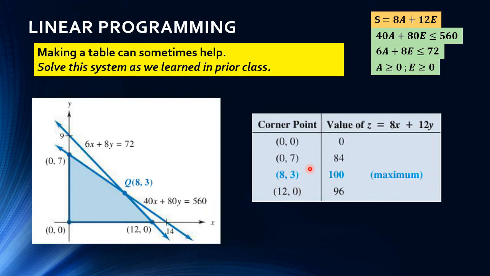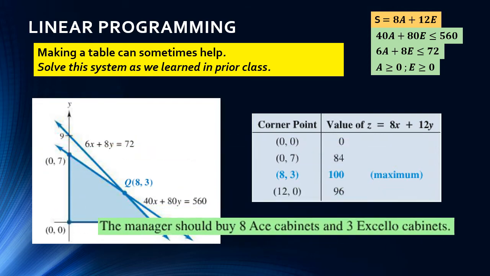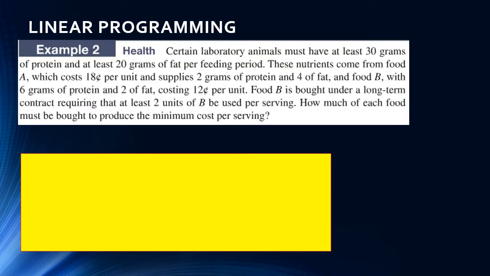Okay? It's important that you then interpret this, and this is why I use A and E instead of X and Y, because it helps me. Here, A is X and E is Y, so plugging in (8, 3) into this problem will get you the wrong answer. This is what you need to say, that the manager should buy 8 ACE cabinets and 3 Excello cabinets, because that's what the question asked. How many of each type of cabinet should they buy to maximize storage with the limitations of cost and floor space? All right, so let's try another problem and see if we can do this one as well.